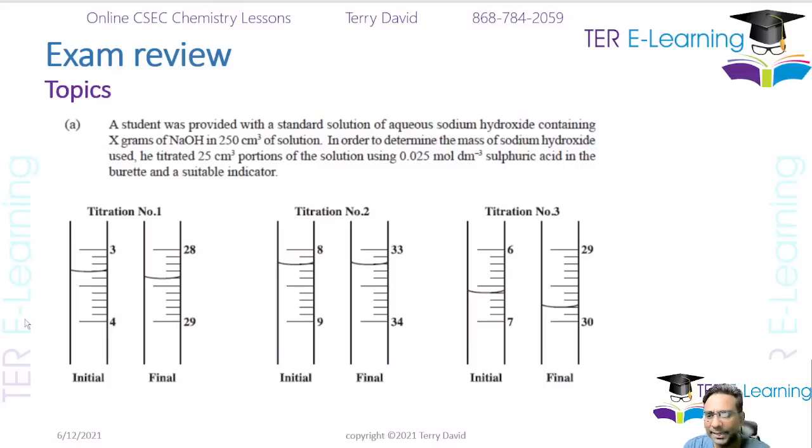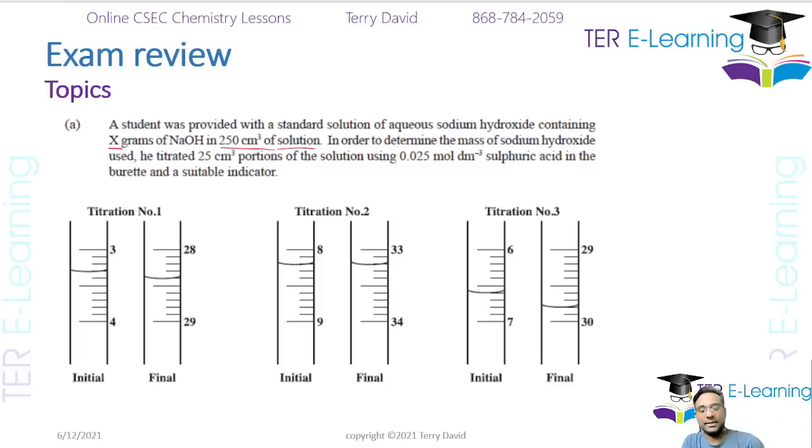So let's take a look at this question here. It's an exam question. A student is provided with a standard solution of aqueous sodium hydroxide, containing X grams of sodium hydroxide in a 250 cm cube solution.